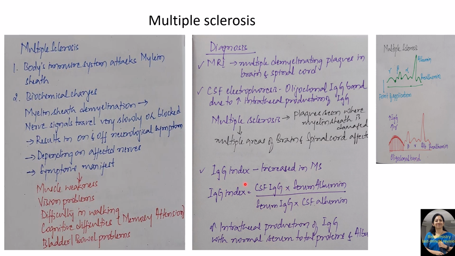Apart from that, we have one more index for diagnosing multiple sclerosis, which is increased, that is the IgG index. Now this takes into consideration CSF immunoglobulin G and serum albumin divided by serum immunoglobulin G and CSF albumin. So this ratio is increased in multiple sclerosis. So this was all about CSF analysis and the clinical significance of differentiating different types of meningitis and brain tumor using CSF analysis.